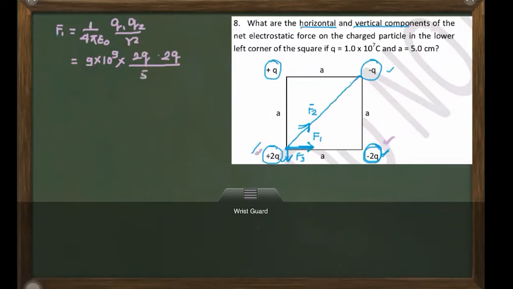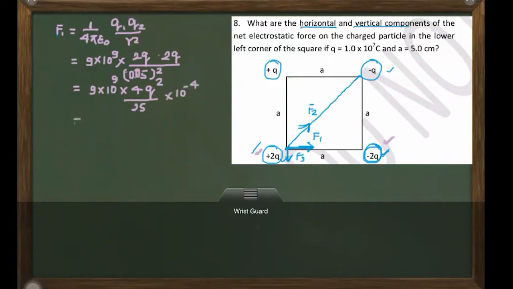So you can write 0.5 whole square. So we can say here the value of the force is 9 into 10 raised to power 9 into 4 into Q square divided by 5 centimeter, which means 0.05, not 0.5, 0.05 square. It means here it will be 25 and here it will be 10 raised to power minus 4.